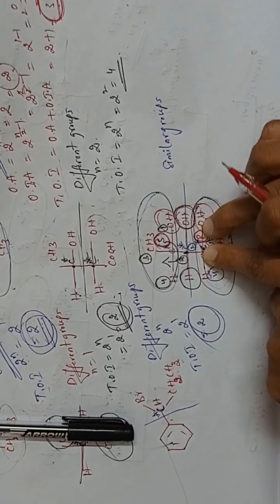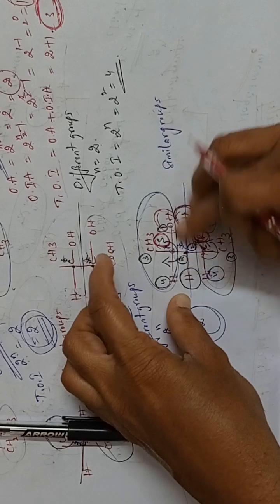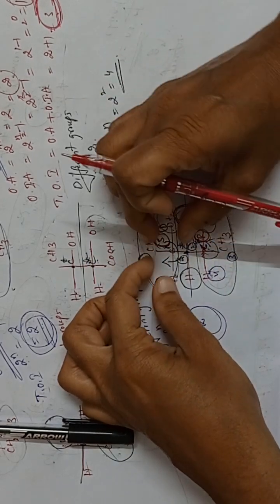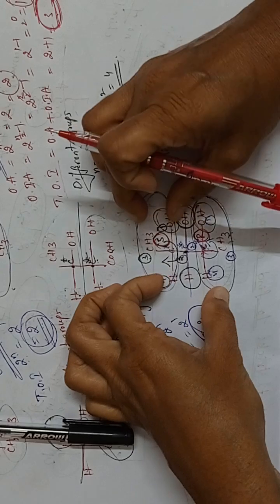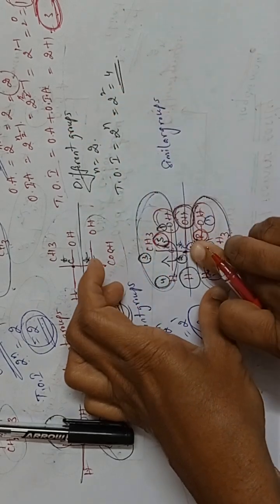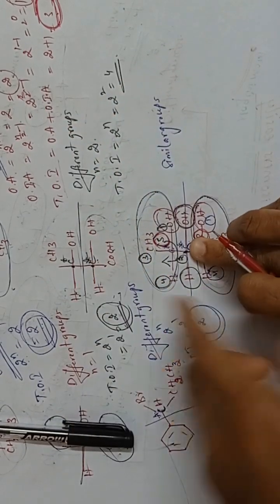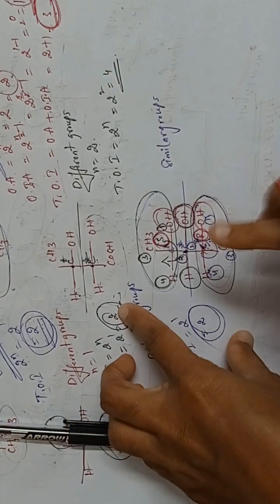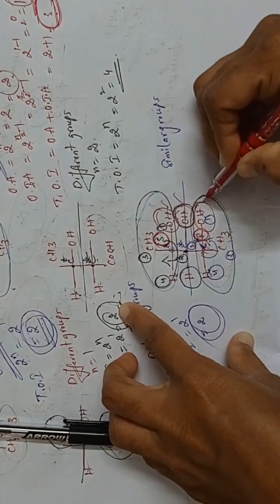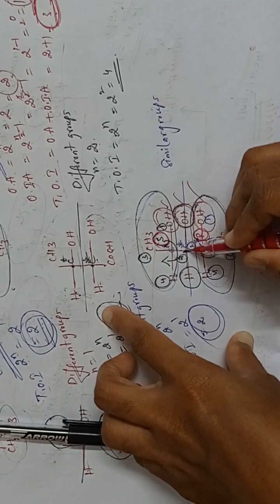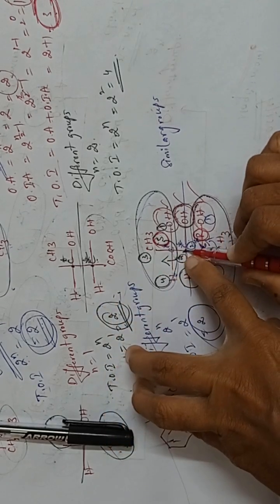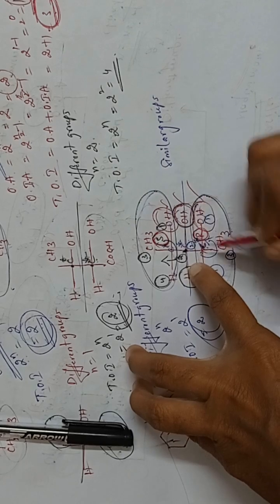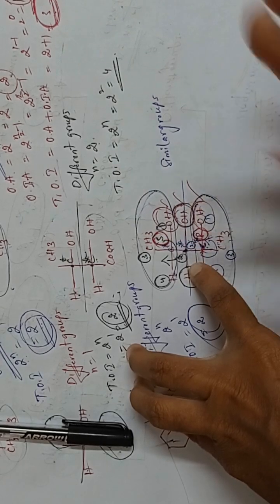Are you following? That means this group is S configuration, this group is R configuration. That means groups of different configurations are attached to this carbon. That's why this carbon also we have to consider as a chiral carbon. Clear? Understanding? In the case of 3 similar functional groups, the second carbon also we have to consider as a chiral carbon because it is attached to groups of different configurations. Clear?